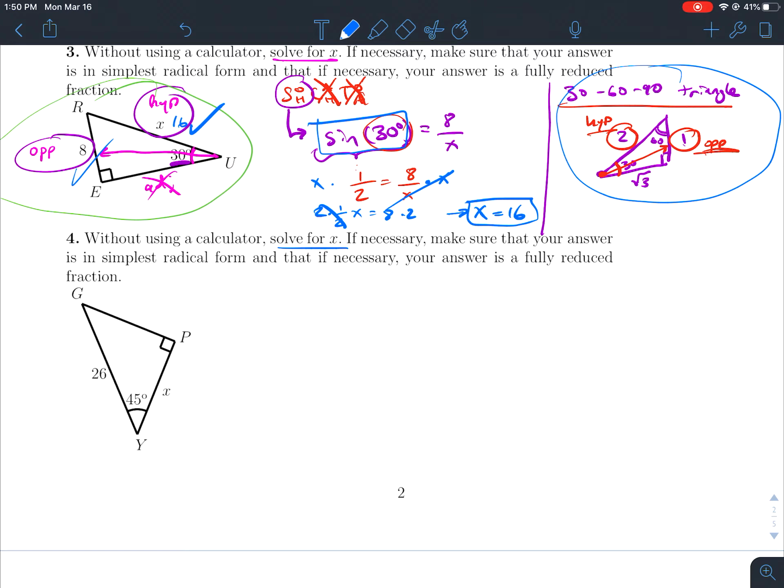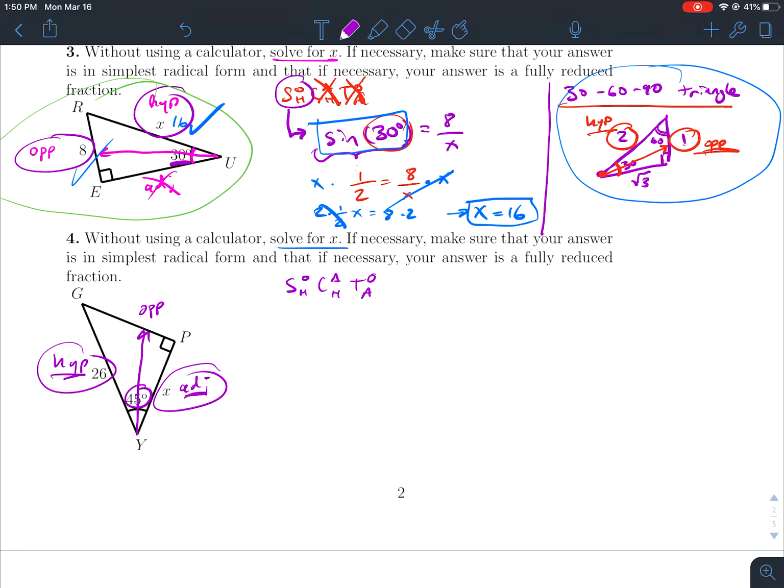Without using your calculator, solve for x. Same instructions as last time. All right, this time we've got our focus angle, 45 degrees. We label our sides, opposite, hypotenuse, and adjacent. So we want the adjacent and the hypotenuse. So we go SOH CAH TOA.